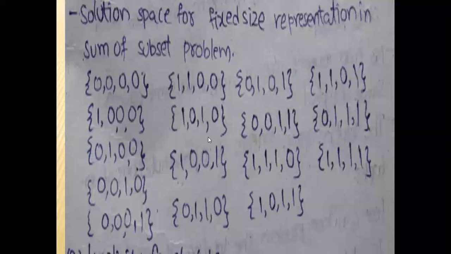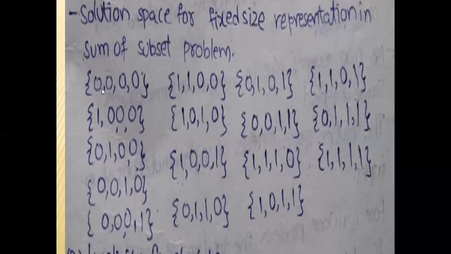But in fixed size representation, the elements which are considered in the sum are represented by 1. The elements which are not considered in the sum are represented by 0.